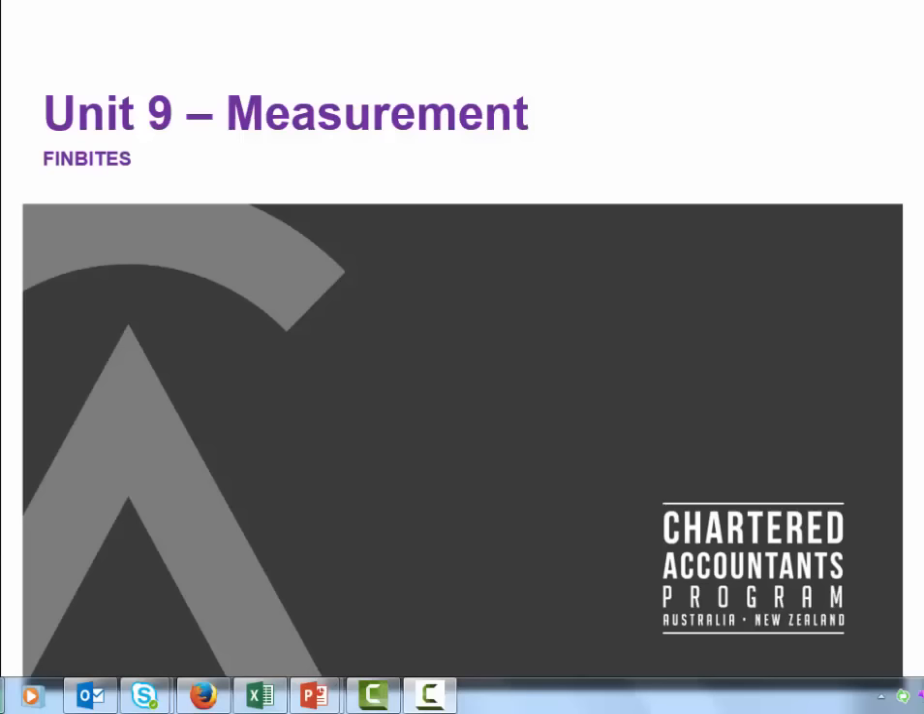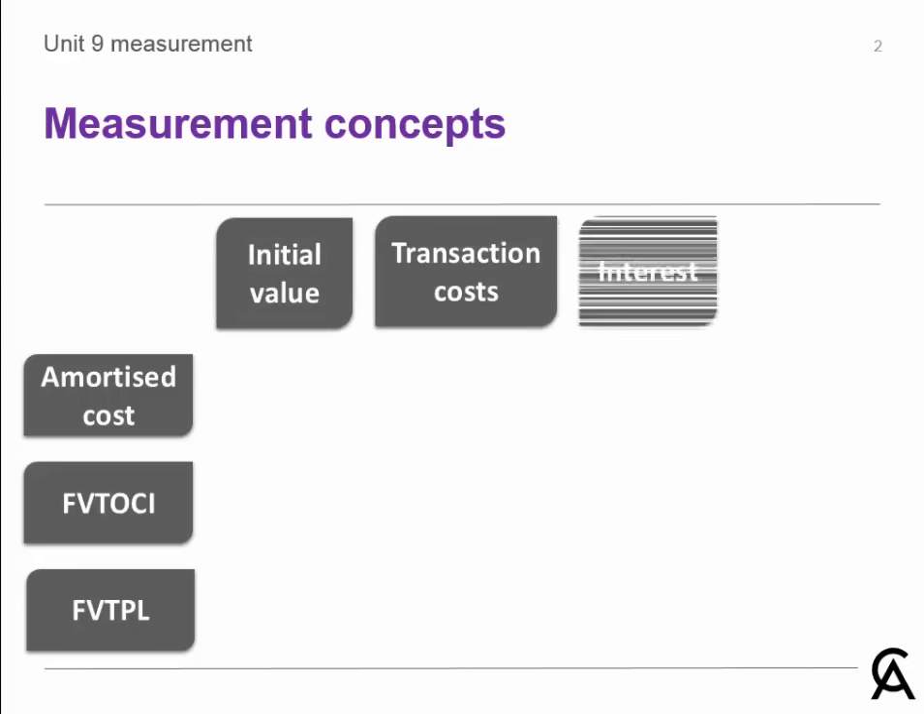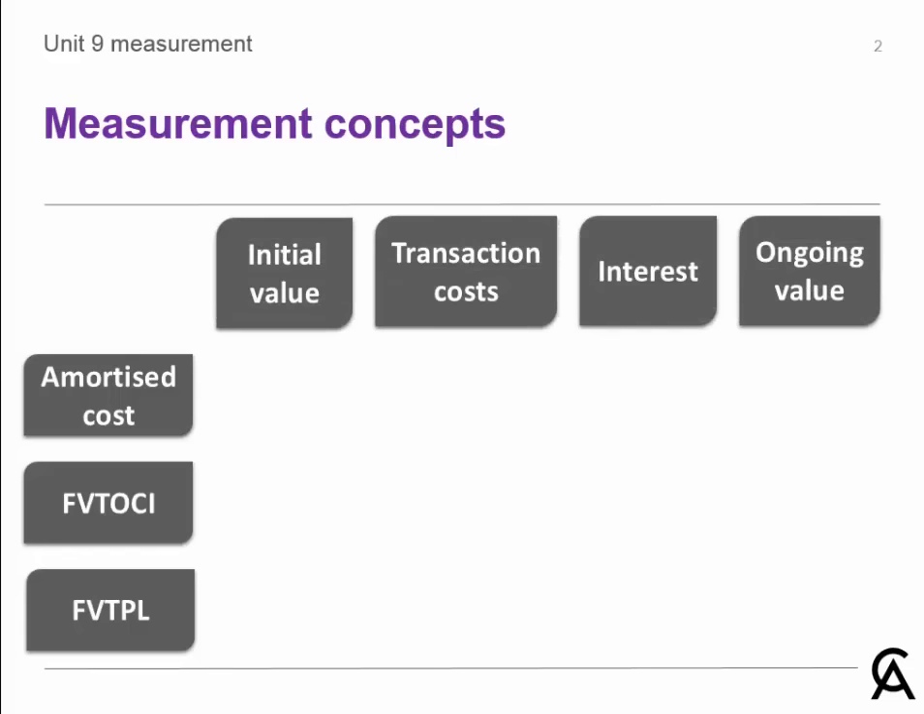Once you've figured out how to classify financial instruments, measurement becomes a whole lot easier. One of the great things about the new classifications is that their names tell you how to measure them. There's four main things you need to know how to measure and account for with financial instruments: initial value, transaction costs, interest, and ongoing value.